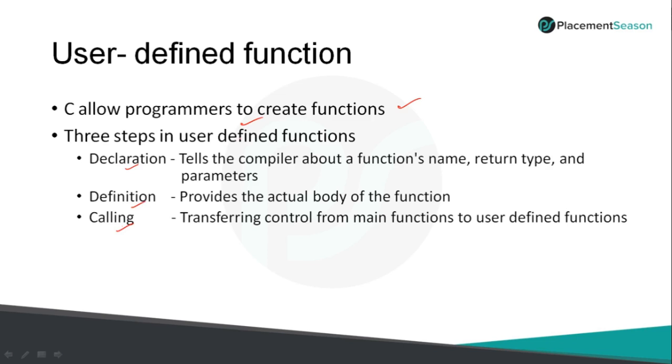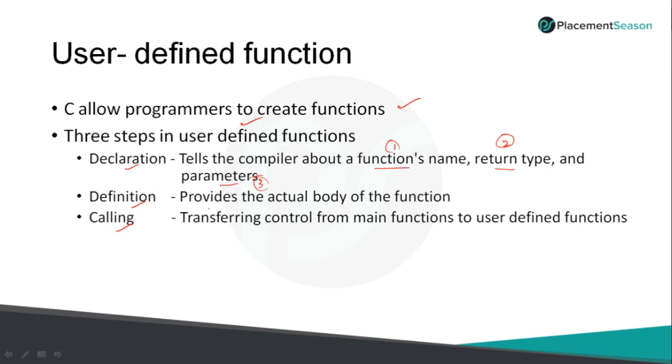We need to declare a function. It means we tell the compiler about the function name, return type, and the parameters we are passing. While declaring a function, we need to include these three things. First, we need to give a function name. Second, we need to give the suitable return type. And third, we need to give the suitable parameters.